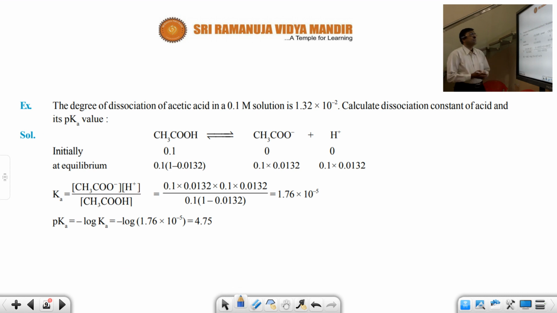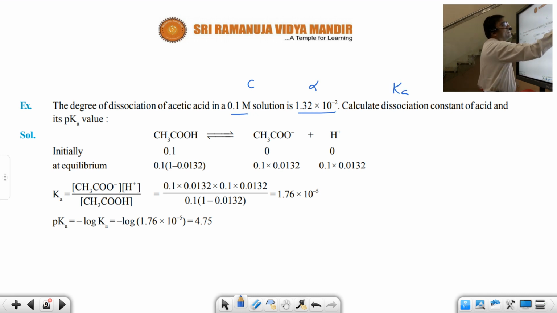The degree of dissociation of acetic acid in 0.1 molar solution. So C is given, alpha is given here. Calculate the dissociation constant, that is Ka. It's pretty simple. Well, C, you know very well, this is given 0.1, initially 0, 0, and C minus C alpha, C alpha, C alpha will be formed, and naturally you get the Ka value. Ka value is how much? 1.76 into 10 power minus 5.